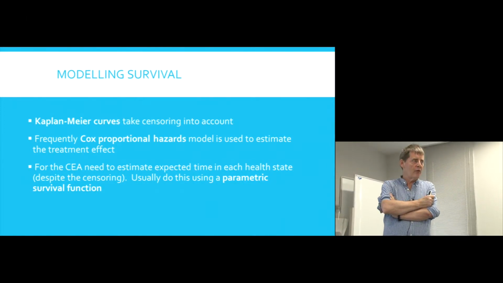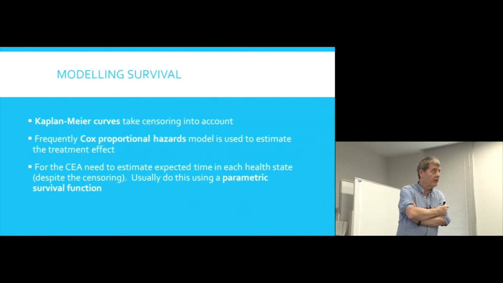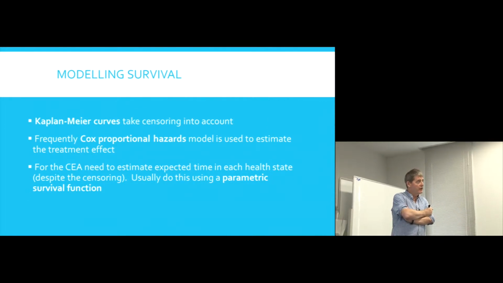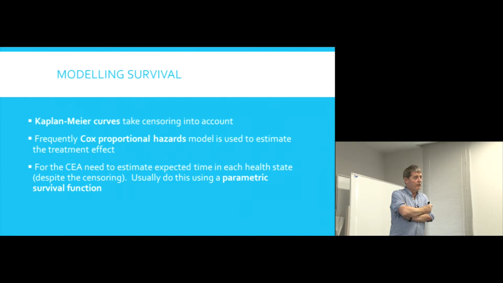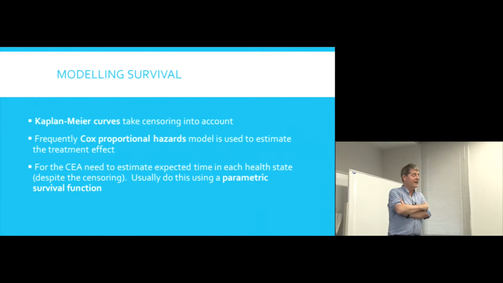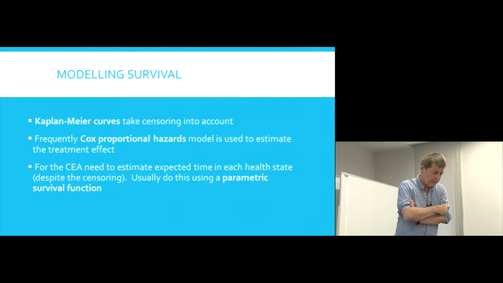And almost always in clinical journals, when they report a trial, they use something called a Cox proportional hazards model in order to estimate the treatment effect. So they find things like a hazard ratio of 0.6, which means the intervention has patients dying at a rate 40% less than the control group.